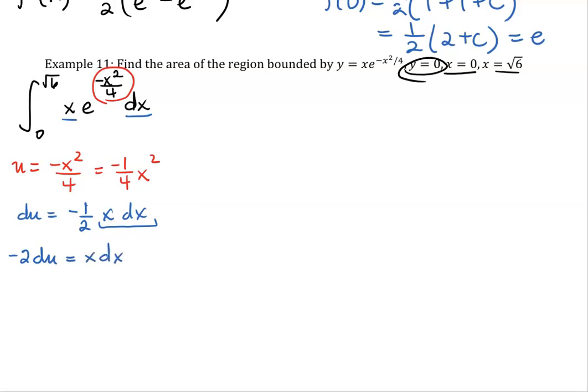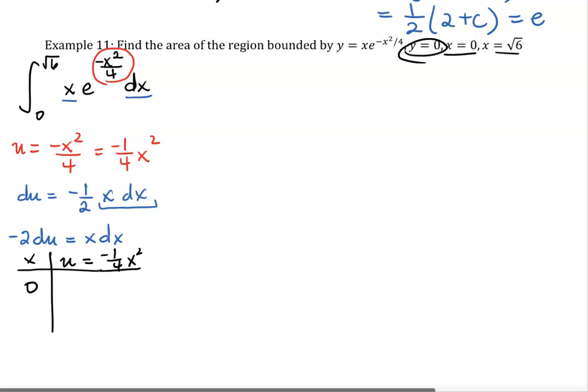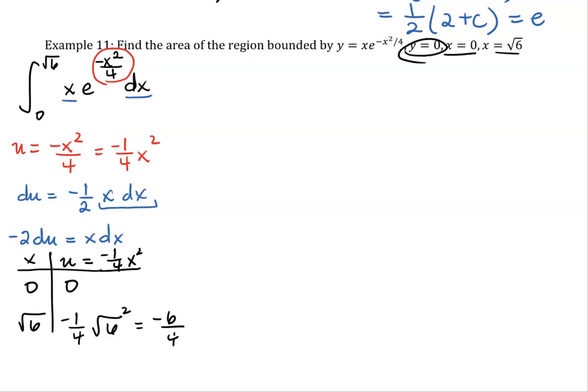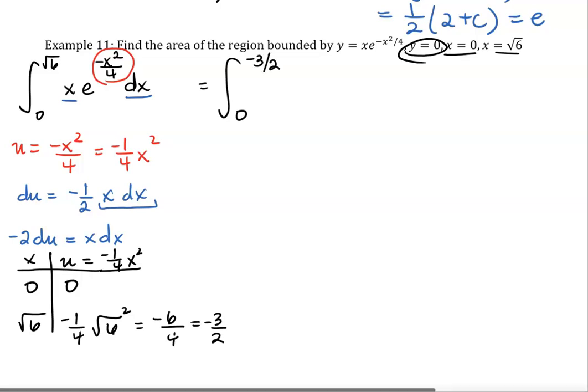I'm also going to go ahead and find our new limits of integration because we did use substitution here. I'm going to use the fact that u is negative 1/4 x squared to see what u is when x is 0 and when x is the square root of 6. So when I plug 0 into u, I just get out 0. When I plug the square root of 6 into u, we get negative 1/4 multiplied by the square root of 6 squared. Square root of 6 squared is just 6. So this is a negative 6 over 4, which is a negative 3 over 2. So now that we have our new limits, we know that our integral can be rewritten with a new lower limit of 0 and a new upper limit of negative 3/2.